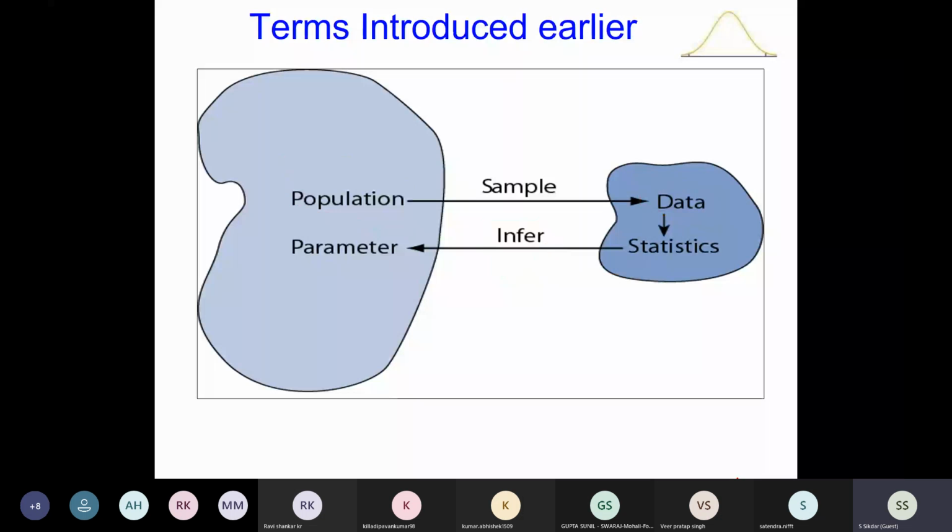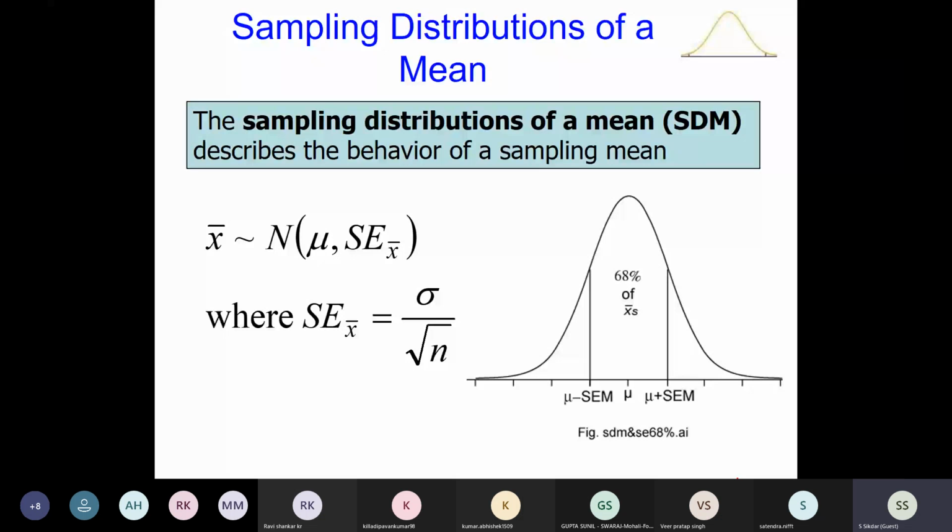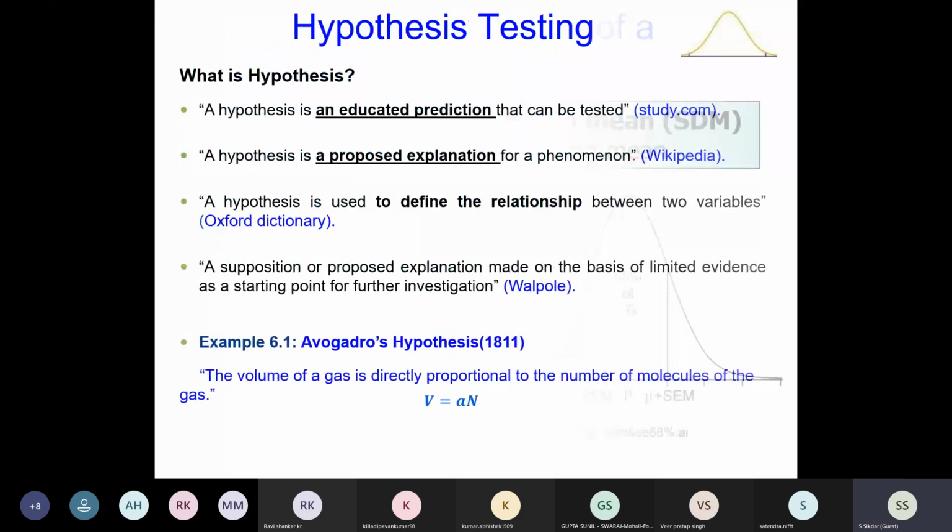Now also we had gone through this: if this is a normal distribution, and we know the mu and the standard deviation, then this comes from sigma divided by root over n. It describes the behavior of a sampling mean. This thing we had already done.